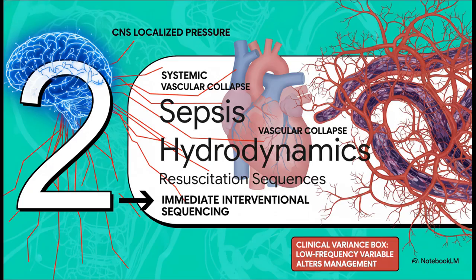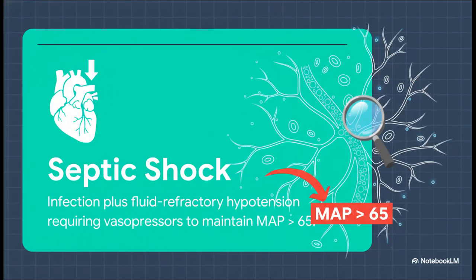All right, moving into Module 2, sepsis hydrodynamics and antimicrobial resuscitation sequencing. We're shifting gears from the localized pressure of the CNS to total systemic vascular collapse. Let's get our definitions straight. Septic shock isn't just a bad infection. It's a total collapse of microvascular perfusion that demands immediate mechanical override.